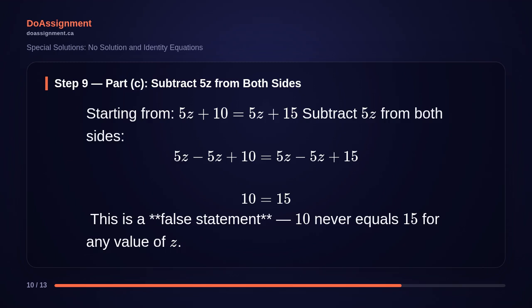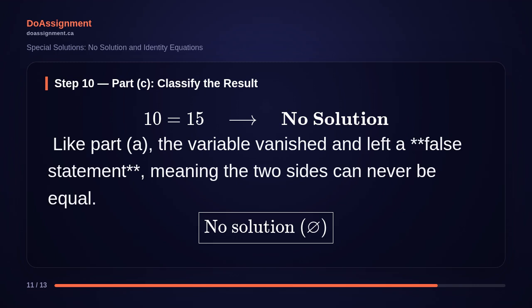Subtract 5z from both sides. The z terms cancel, leaving 10 equals 15. That is always false. 10 and 15 are different numbers, and no value of z can make them equal. Because 10 equals 15 is false, part C also has no solution. The equation is a contradiction, and the solution set is empty.